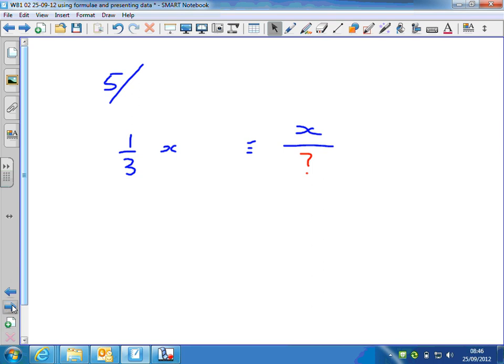Number 5, missing number. Front desk, missing number is 3. Remember, we're banging on about this idea of a third of something being the same as divide by 3. And that's what this is saying algebraically. A third of x is the same as x divided by 3. So that line here means divide by: x divided by 3, x over 3. So the missing number is 3.